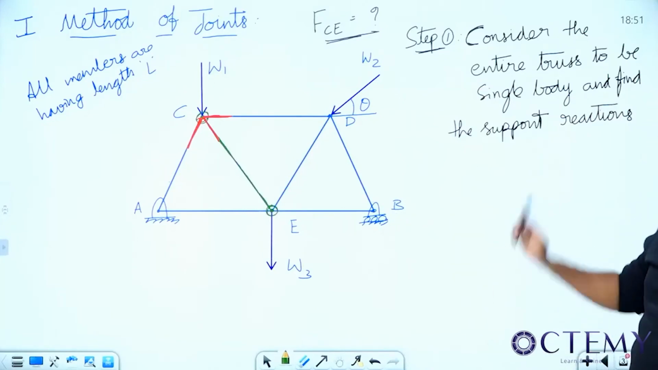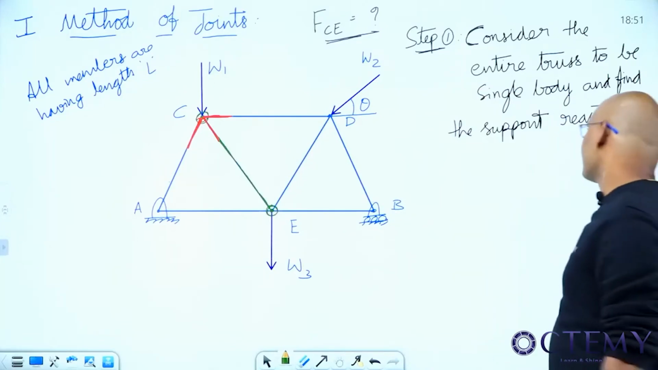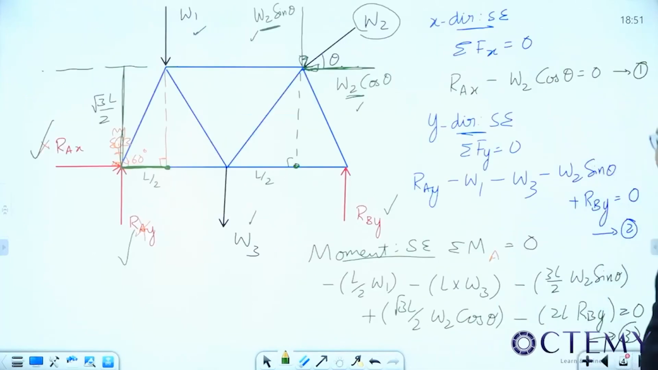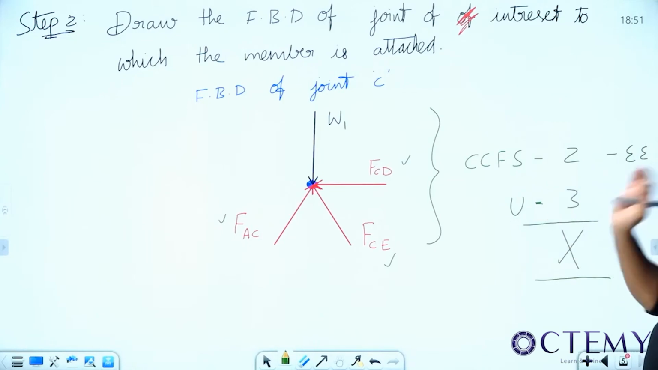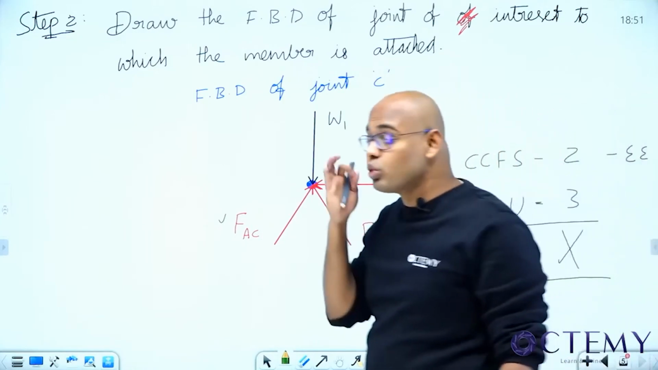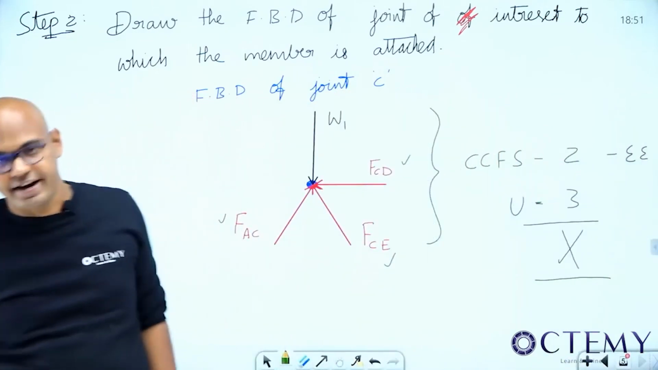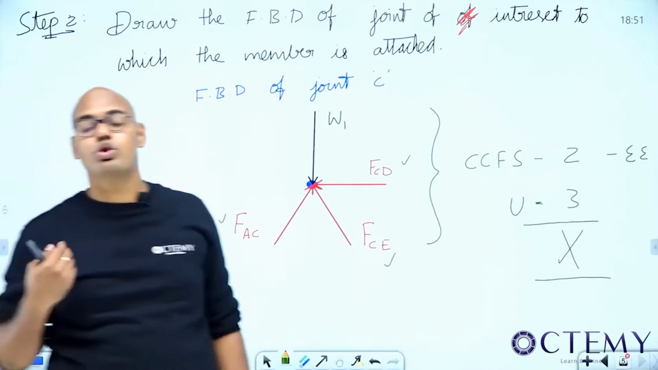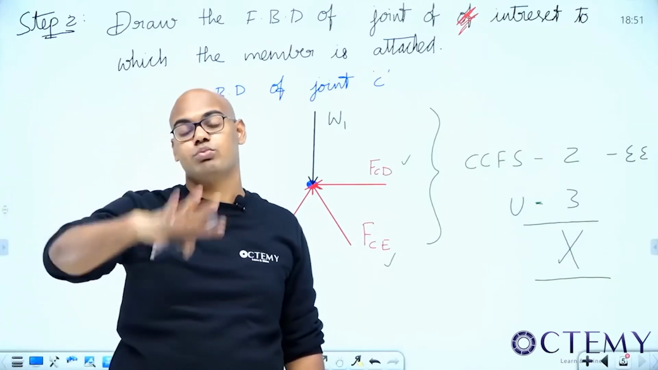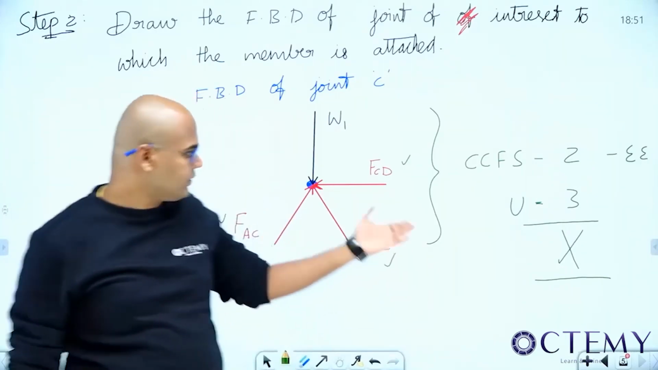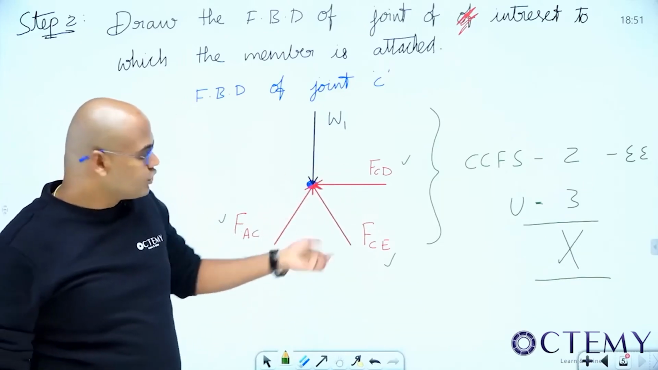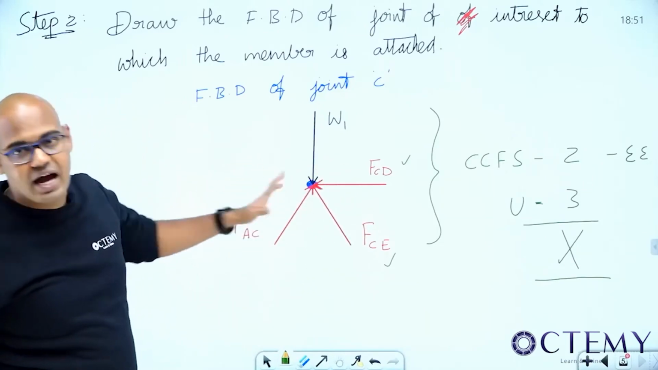Okay? So this is how we will do. First step, consider the entire truss to be a single body and find out the support reactions. Then draw the free body diagram of the joint of interest to which the member is attached. Now, take care while selecting the joint, not more than two unknowns are created. Sir, if there is no possibility, then what to do? Go to the nearest joint which is having not more than two unknowns, and then slowly come to the joint where you can reduce them, where my member is attached, and then solve that joint.